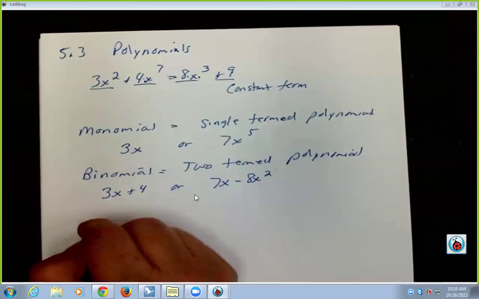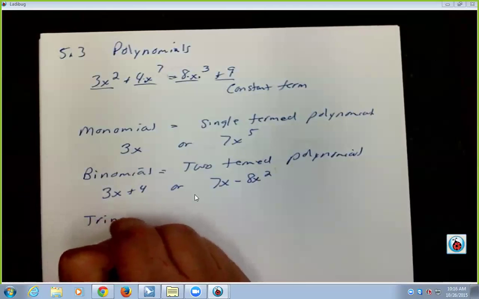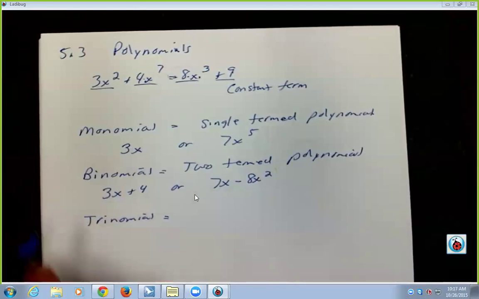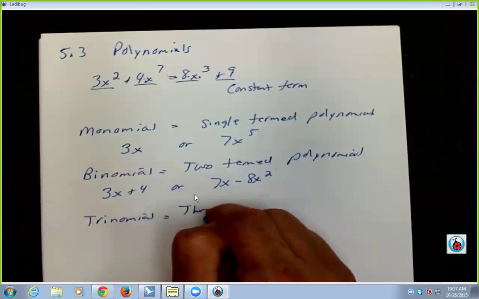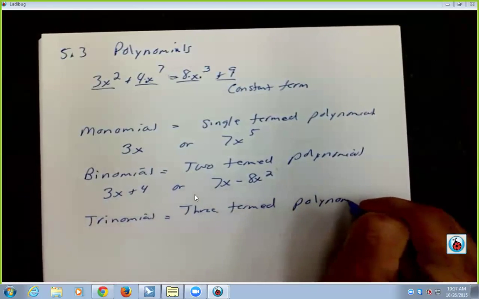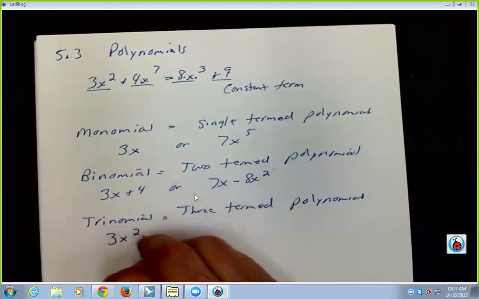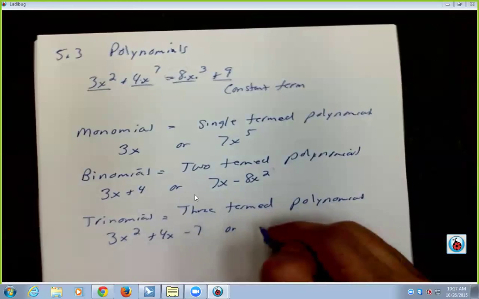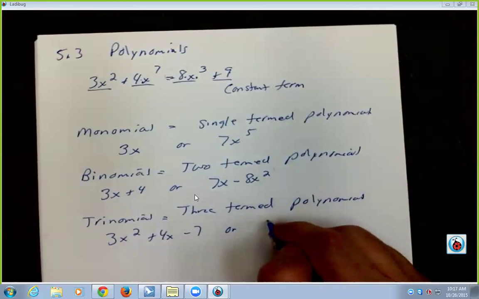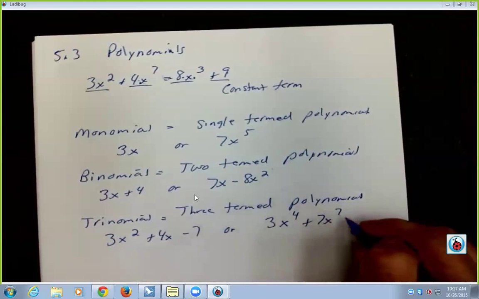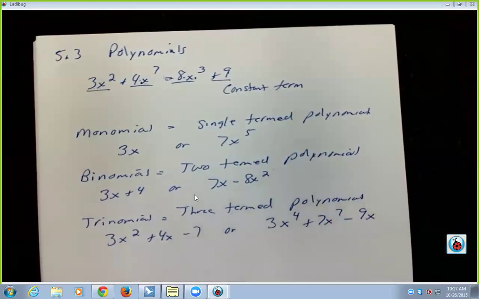And then the last one is a trinomial. And a trinomial, what do you think? Three terms, yep. So a three-term polynomial. So it might be 3x squared plus 4x minus 7, or who knows? It could be anything that, again, has three terms. 3x to the 4th plus 7x to the 7th minus 9x. Maybe what our trinomial happens to be.